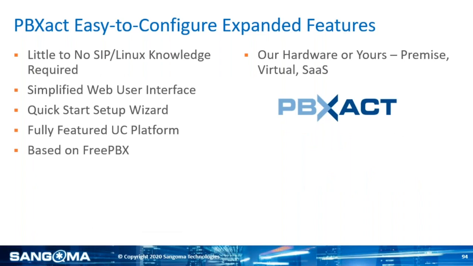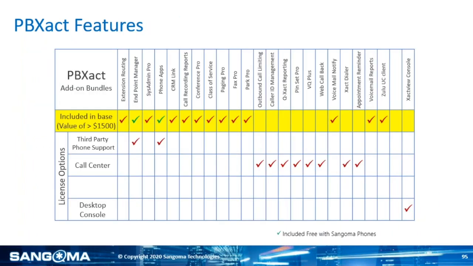Now, we do some additional things within PBXact to make it easier for people to configure things. First off, by including all of those modules, right? You may not realize right off the bat, like, oh, I might need Paging Pro. I might need this. I might need that. And before you know it, you buy a bundle. You've got all of these licenses starting to build up. So right off the bat, we give you Zulu UC and about $1,500 worth of modules. You can then add on the EndPoint Manager, and you can add on the call center stuff.